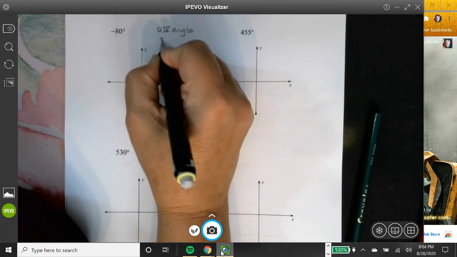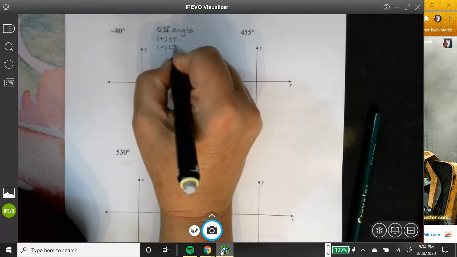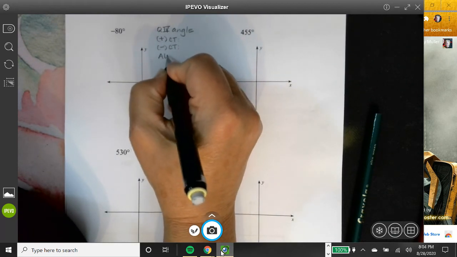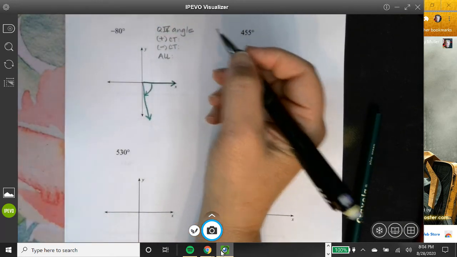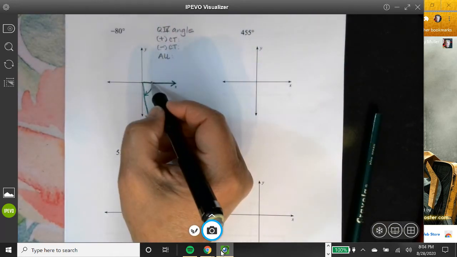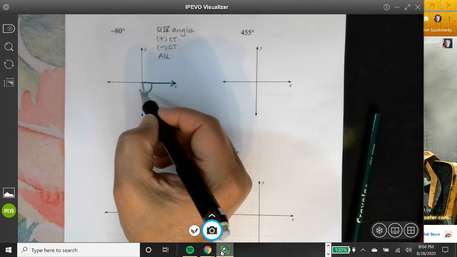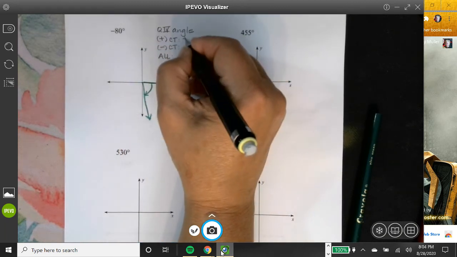and a positive coterminal. I'm going to start abbreviating, and a negative coterminal, and an expression for all. So a positive coterminal, right, is going to be rotating counterclockwise. And if I go this direction, it'd be 270 plus 10, right, which would be 280 degrees.